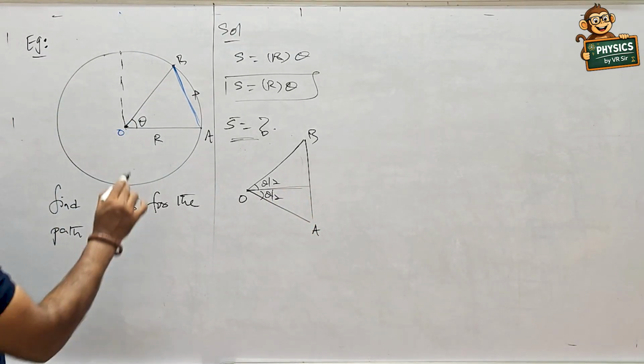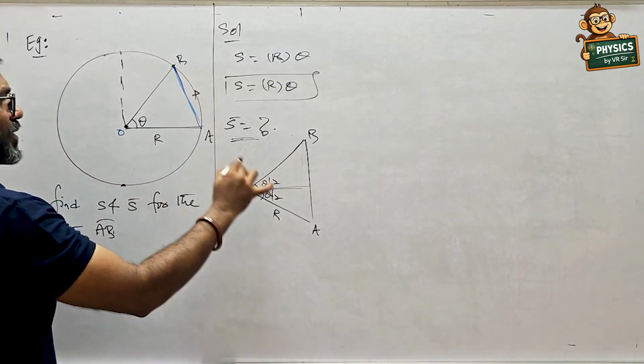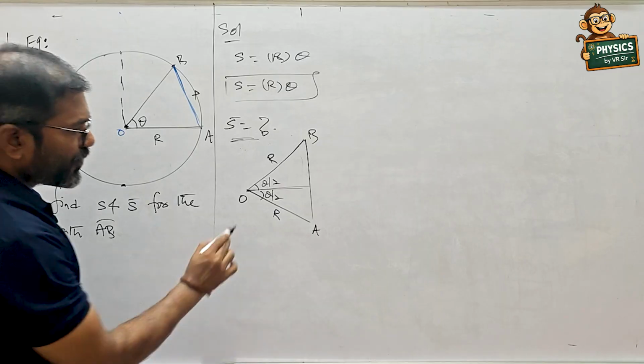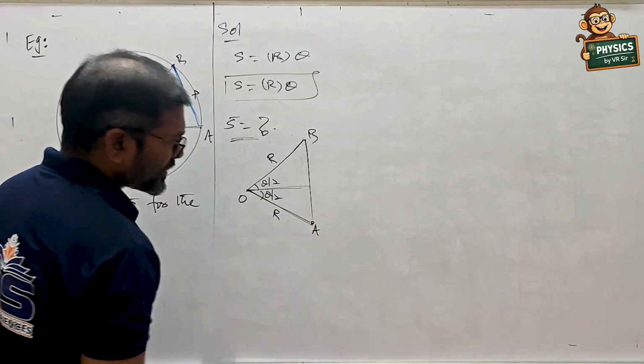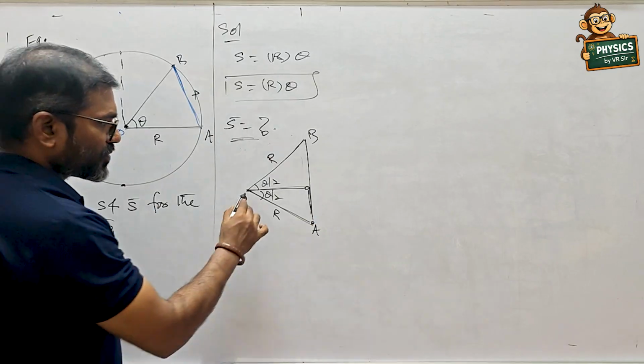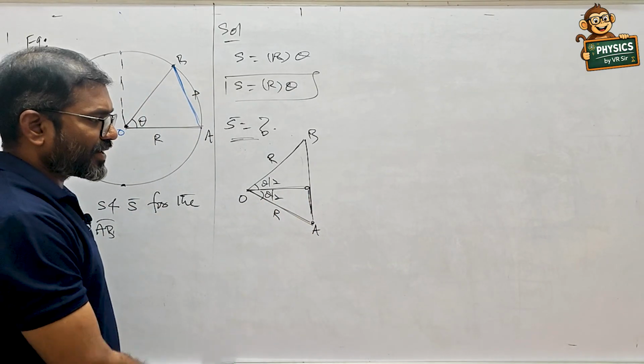Of course, OA is nothing but radius, and OB is also nothing but radius. So this length is radius R. And what about this side and this side? It is now a right angle triangle. Trigonometric ratios, we know the idea, right?